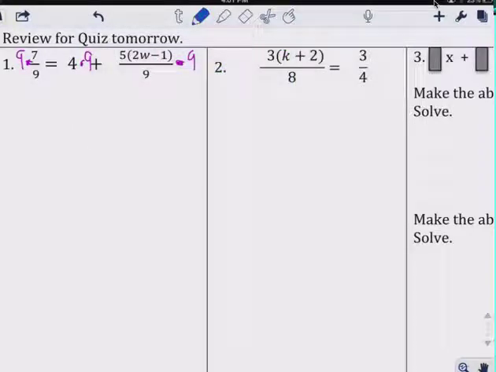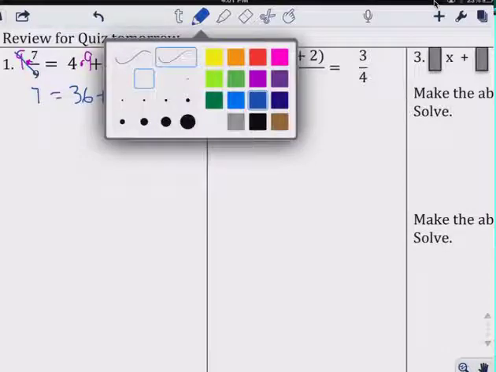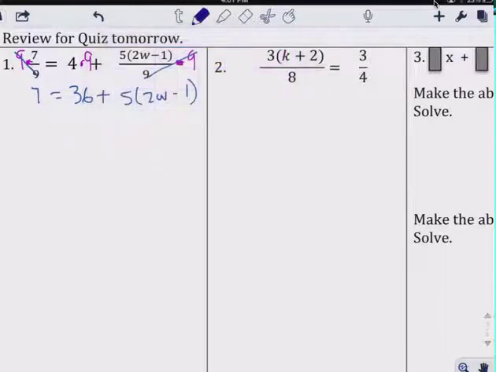Come on, let's do it. Cross cancel there. That's a 1. 1 times 7 is 7, equals 4 times 9, it's just 36, plus, cross cancel here, 5 parentheses 2w minus 1. Okay? That's how you do that.